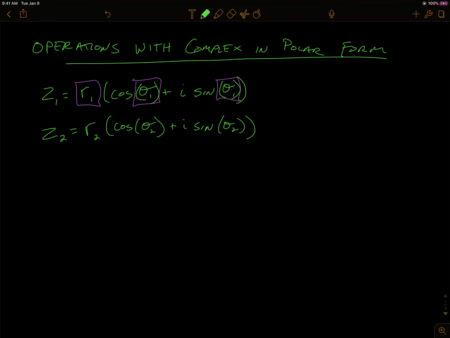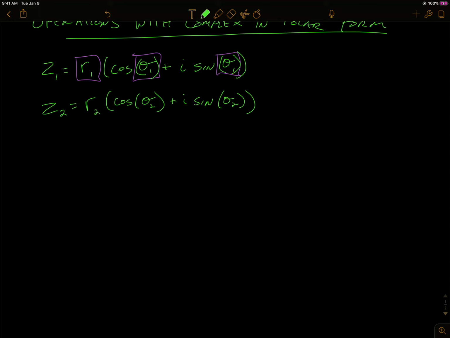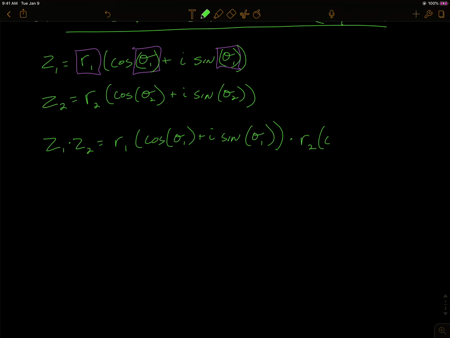All right, so we're going to now look to multiply these two numbers. So z1 times z2 is going to be equal to r sub 1 (cosine theta sub 1 plus i sine theta sub 1) times r sub 2 (cosine theta sub 2 plus i sine theta sub 2).